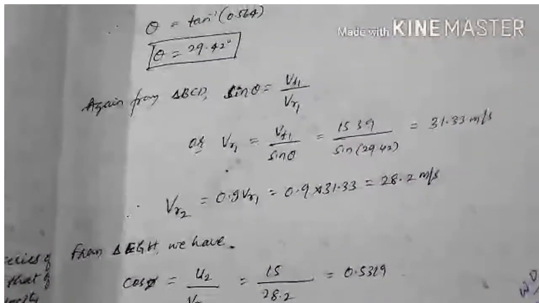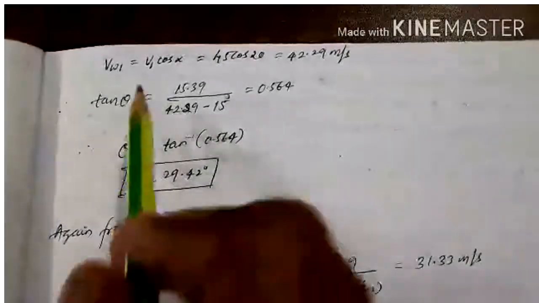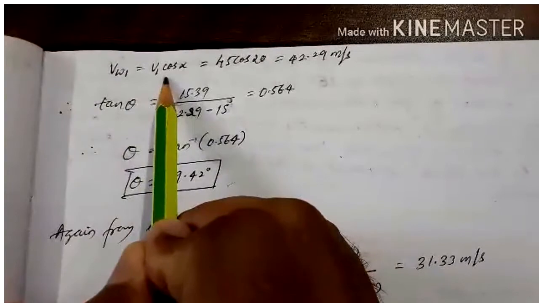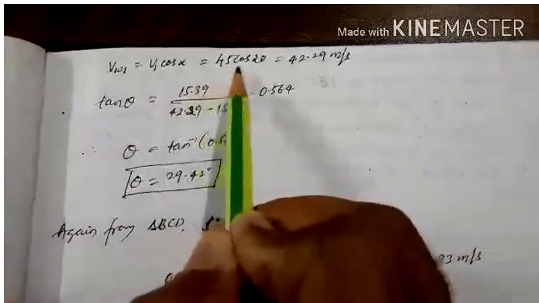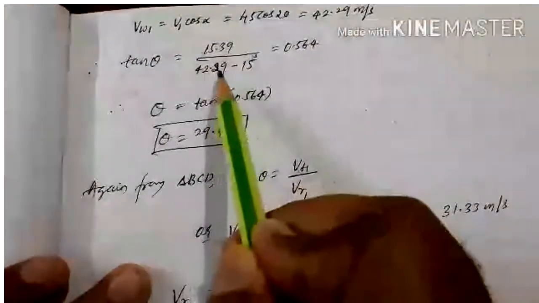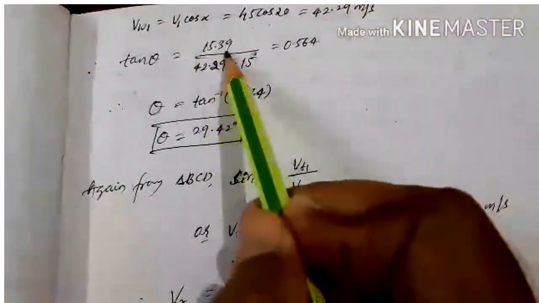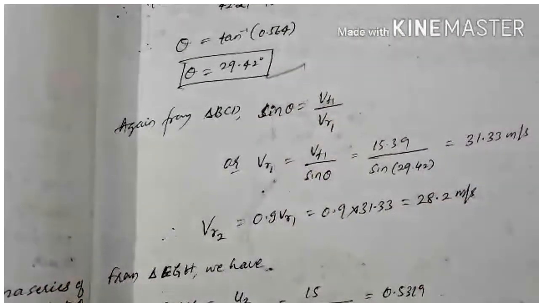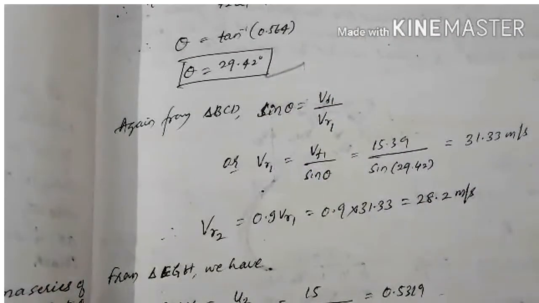Similarly, calculate VW1, V1 cos alpha, then 45 cos 20, that is 42.29 meter per second. Then calculate tan theta, substitute here and you will get this one. Then theta you will get 29.42 degree, that is the inlet vane angle.